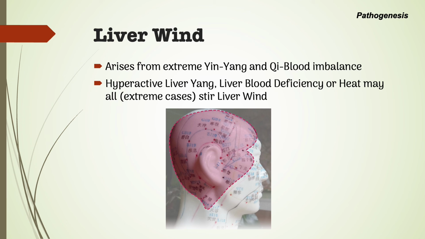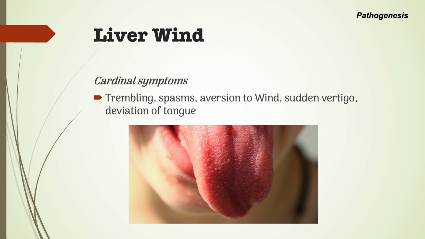Liver wind. Liver wind arises from extreme yin-yang and qi-blood imbalance. Hyperactive liver yang, liver blood deficiency, or heat may all stir liver wind in extreme cases. Cardinal symptoms: trembling, spasms, aversion to wind, sudden vertigo, deviation of tongue.